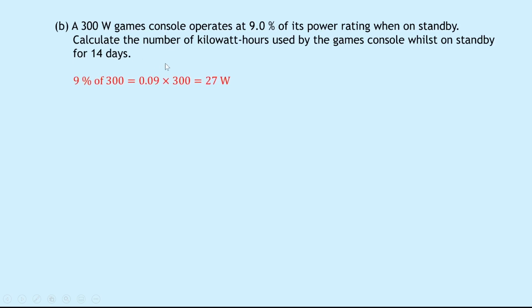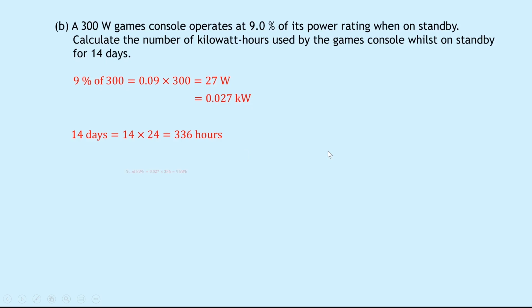So the first step is to find 9% of 300, which equals 0.09 times 300, which is 27 watts. But because we're using kilowatt hours in this question, we want to convert watts into kilowatts, so we divide this by 1000 and we get 0.027 kilowatts. The next step is to find how many hours are in 14 days. So 14 days is 14 times 24, which gives us 336 hours.